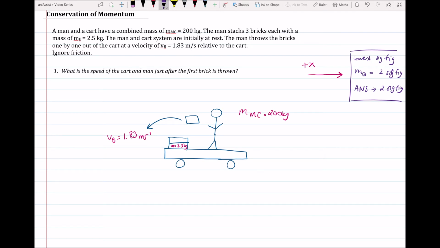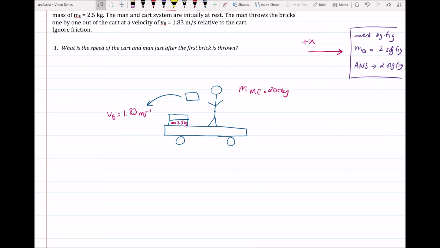So what we do in these kinds of momentum questions is we decide what's happening to our system. Initially we will have a momentum, and we'll have a final momentum after the man throws the brick out. But in total, because we don't have any other forces acting on our total system, our total momentum change is going to be 0 because we are conserving momentum. So the momentum of the initial system and the momentum of the final system with the man, the cart, and the remaining bricks will be equal to the momentum of the brick that is thrown out.